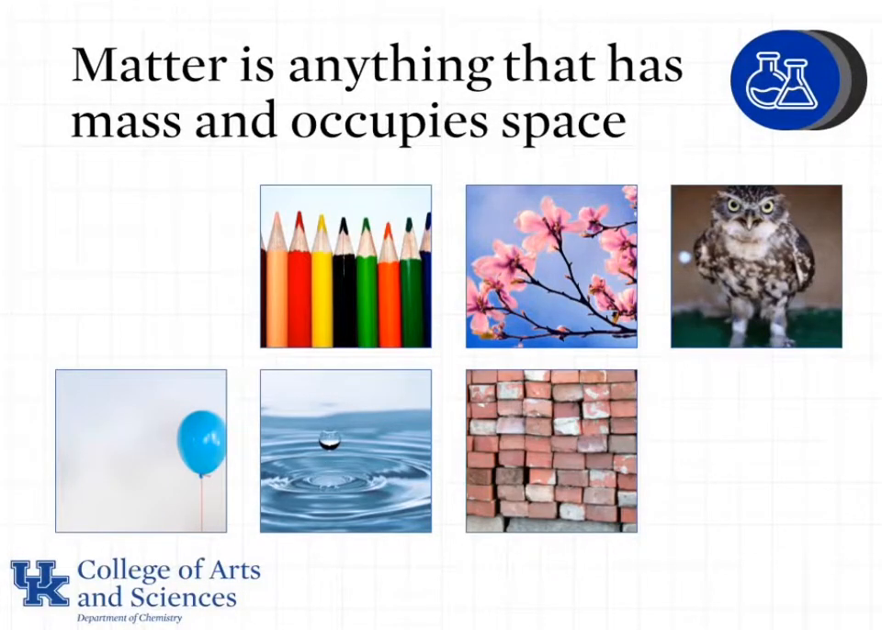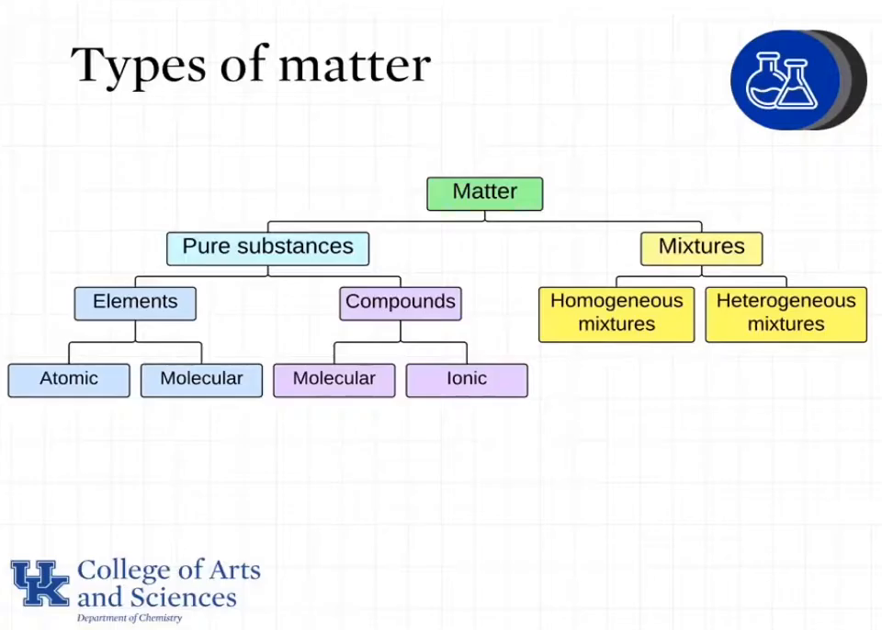So matter can be seen all around us. They can be in the solid, liquid, or gas phase, but everything in our world is considered matter. So we can subdivide matter down into different types. So we're going to first look at the division between pure substances and mixtures. In this lesson, we're going to focus on the left side, which are pure substances.